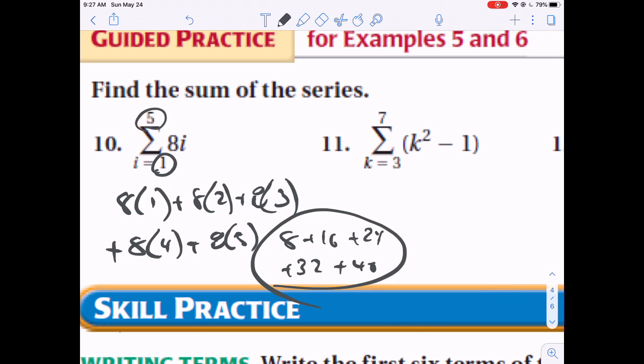I'll try to do it quick for you. So 8 plus 16 is 24, plus 24 is 48, plus 32 is 80, plus 40 is 120. That's the answer.